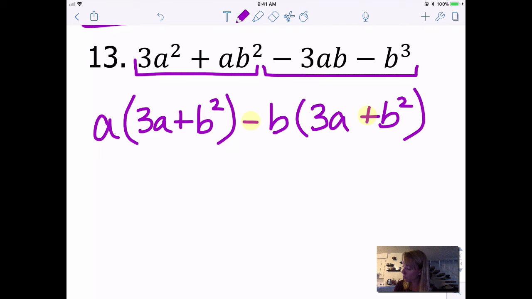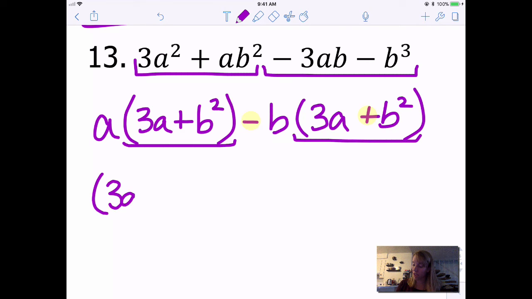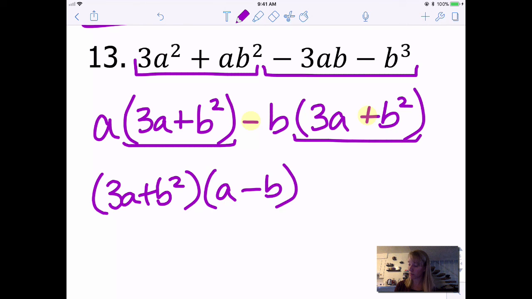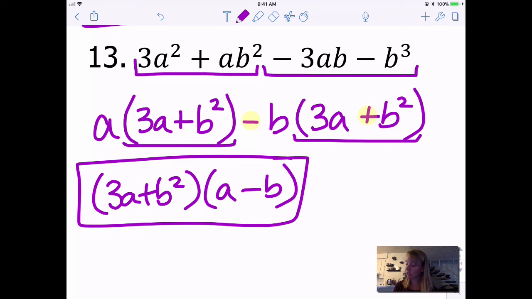The other reason that we know that it works is because then I've got a common blob. So 3a plus b squared is my common term, and then what's left is an a minus b. It is okay that this term is 3a plus b squared. I can check there is no common factor in 3a and b squared, so I don't have to factor it any further, and I'm good right there.